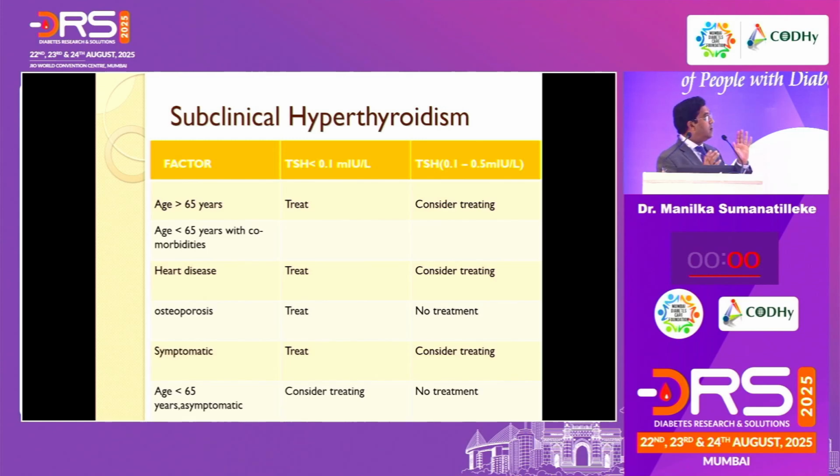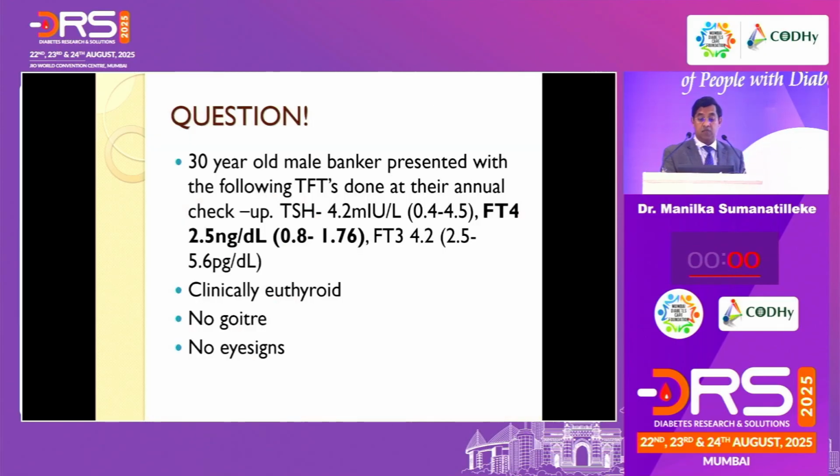ATA guidelines in treating subclinical hyperthyroidism. If the TSH is less than 0.1 and you are more than 65 years, even with no symptoms, you have to treat, because of the risk of atrial fibrillation, osteoporosis, and so on. In other cases you could consider treatment, depending on the comorbidities. So these are the ATA guidelines for that.